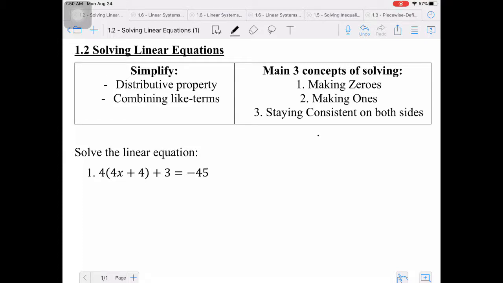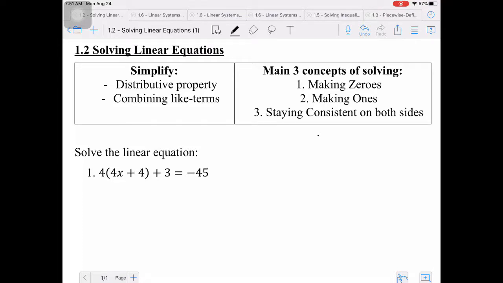Now, to be able to solve, you need to be able to do a few things. The first one, and this is not always the case, is simplifying. You might need to simplify the equation, you might not, and this is going to vary every time. Some of the skills you need to simplify are using the distributive property, where you multiply the number outside or in front of a parentheses, and combining like terms. For instance, if you have a 4x plus a 3x, they both have an x, so you are able to add them. So that's it for simplifying.